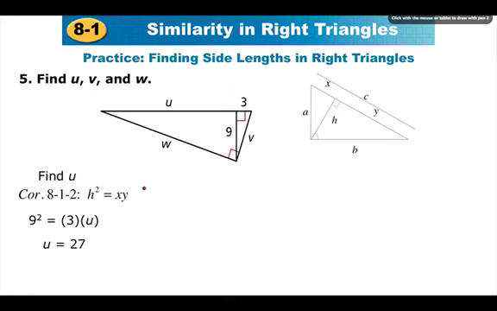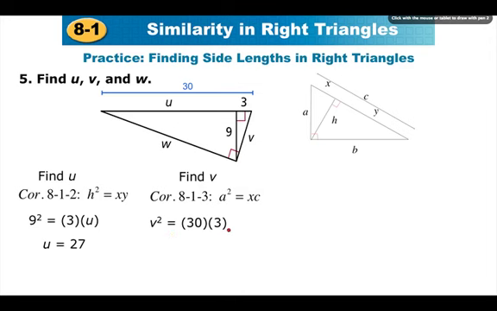Let's find v. So now that we know that u is 27, I know that this entire side, or what we call the hypotenuse of the large triangle, is 30. So to find v, now notice that this is a leg. To find the leg, I'm going to be using corollary 8.13. From the formula, it says a squared is equal to the side adjacent to it times the hypotenuse. And this is what we have. So I substitute the values from the problem that correspond to the formula. So I'm looking for v. So then I have v squared equals the side adjacent to it, which is 3, times the hypotenuse, which is 30.